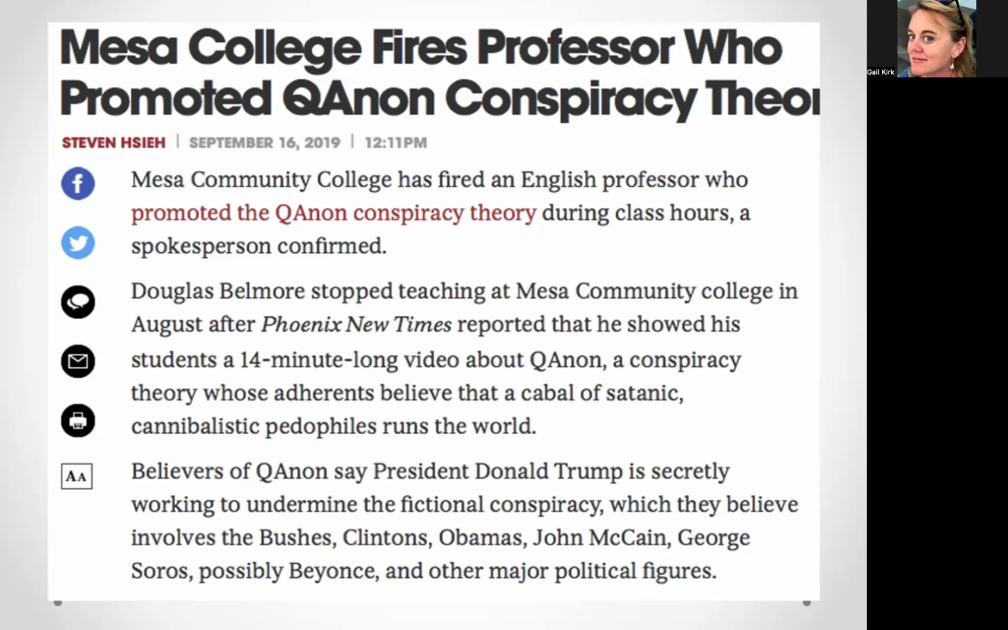Rather than following that, he's talking about a cabal of satanic, cannibalistic pedophiles who run the world. That's actually what the conspiracy theory is. So you can imagine you're sitting there in this class that's required for you to move on to your next class, and you're not learning anything. That can be so frustrating.